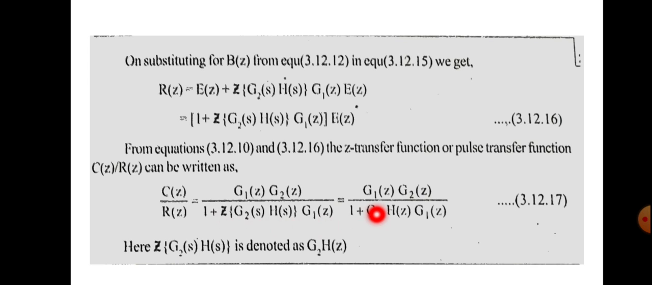So that will be equal to, this can be written as the z transform: G1 of z, G2 of z divided by 1 plus G2 into H of z into G1 of z. That is represented because we are taking the z transform of the cascaded combination, so you can write it as G into H of z. So this is the equation for C of z by R of z.